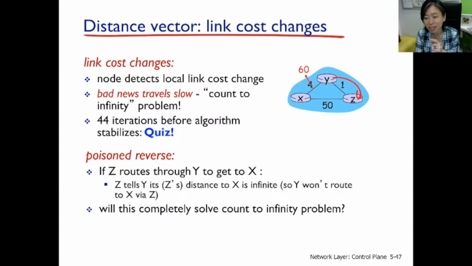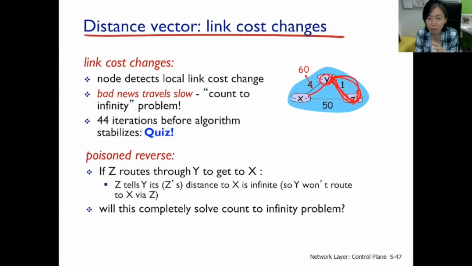y does not know that z is actually under the perception that this is the best route to go to x. So z is going to send the packet back to y, and y is going to send it back to z. z is going to send it back to y. So this packet is going to loop for a while, until y discovers the real shortest path to x.